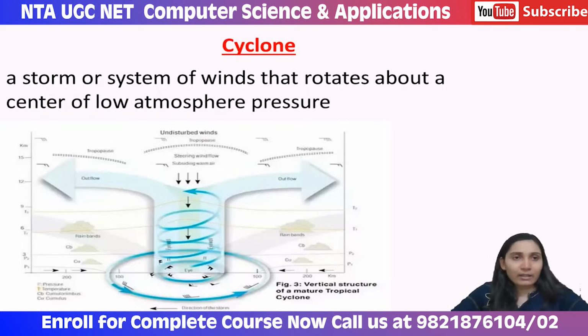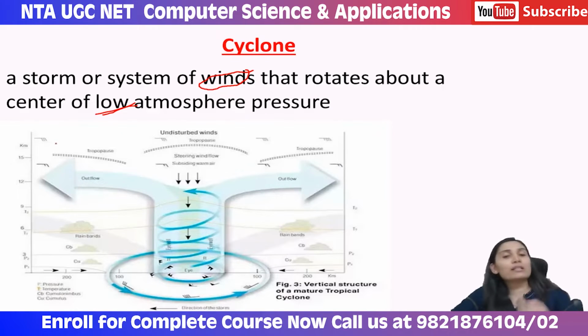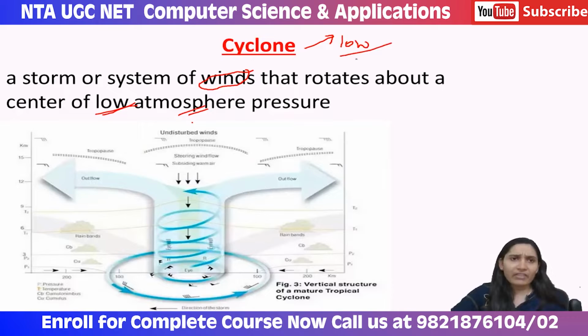So cyclone is basically a storm or a system of wind. It's a system of wind that rotates about the center of low atmospheric pressure. So here what you have to understand, and also what is most important, is that a cyclone occurs in a low atmospheric pressure. A storm or a system of wind that rotates about a center of low atmospheric pressure, and this is the most favorable condition for the occurrence of a cyclone, that the atmospheric pressure should be low. So cyclone occurs in low atmospheric pressure. This is very, very important.